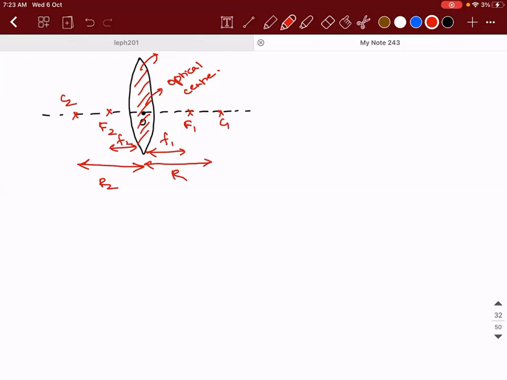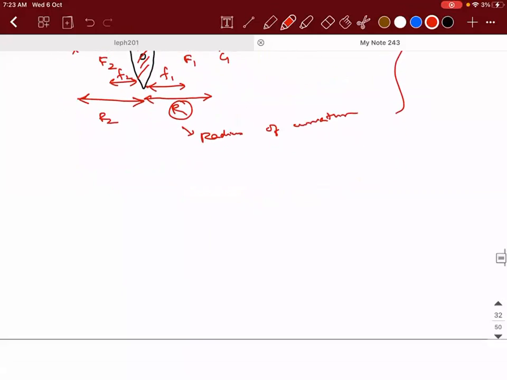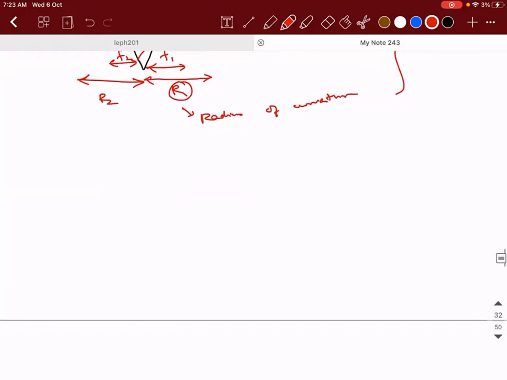Now listen. You know what this point is? It is the center of curvature. R1 and R2 stand for the radius of curvature. All these things are known. These are all simple points. Small f1 and small f2 stand for the focal length of the lens. All these things are okay. But the question is, these are all the parts.